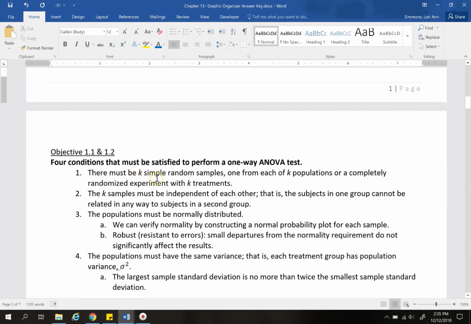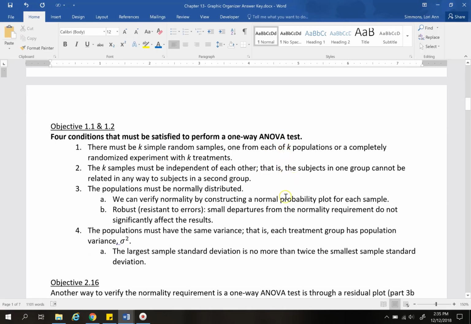There are four conditions that must be satisfied to perform a one-way ANOVA test. 1. There must be k simple random samples, one from each of k populations, or a completely randomized experiment with k treatments. 2. The k samples must be independent of each other. That is, the subjects in one group cannot be related in any way to subjects in a second group. 3. The populations must be normally distributed. We can verify normality by constructing a normal probability plot for each sample.